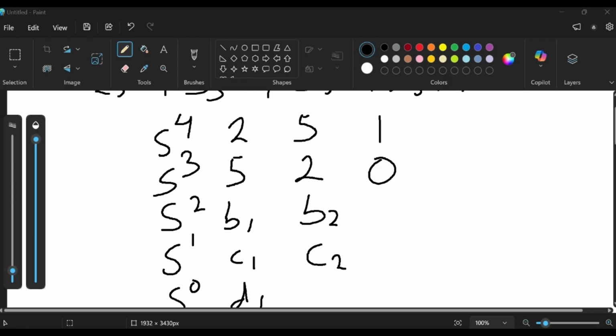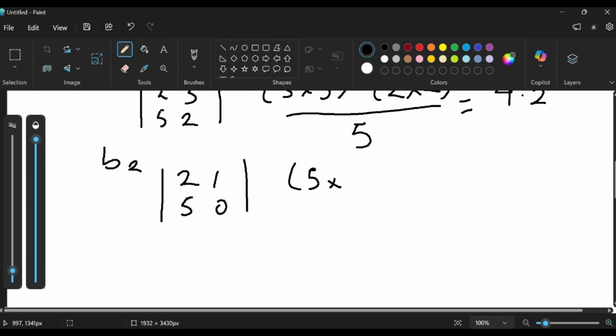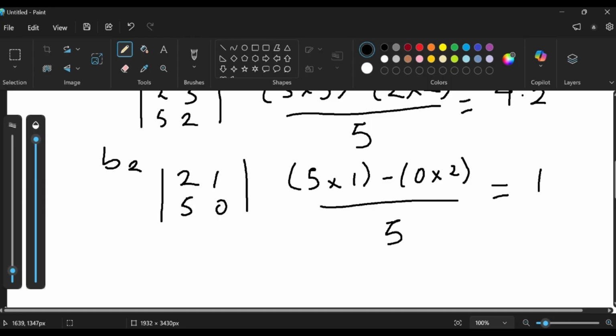To find b2, we would use 2, 1, and then 5, 0. So computing that, we have 5 times 1 minus 0 times 2. Then we'll divide by 5 to give us a value of 1.